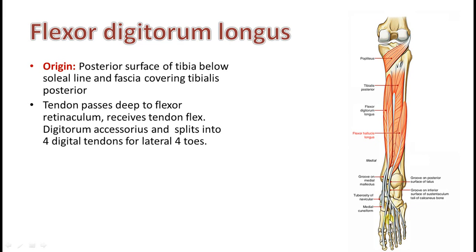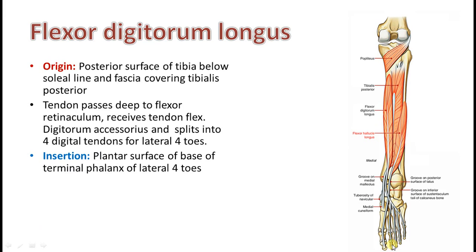Before it splits into 4 slips for the lateral 4 toes, it receives the insertion of the flexor accessorius muscle. Then it splits into 4 digital tendons for the lateral 4 toes, which are inserted into the distal phalanx or the terminal phalanx. We call it the plantar surface of the distal phalanx.